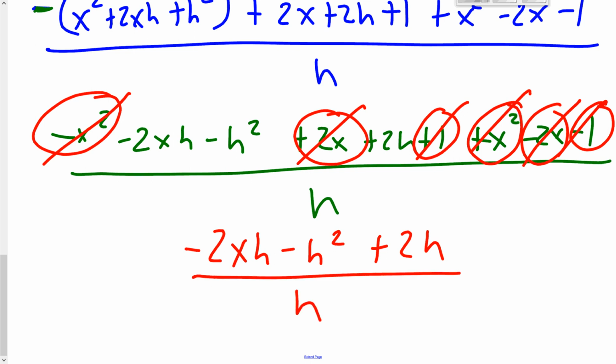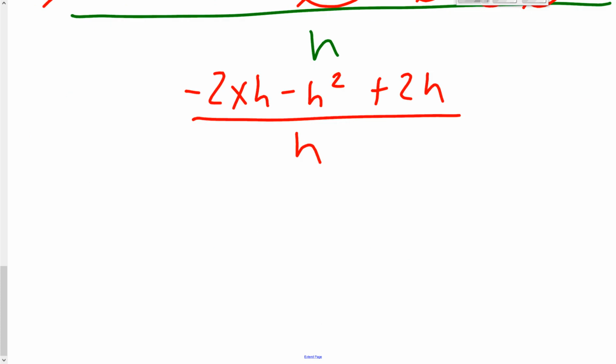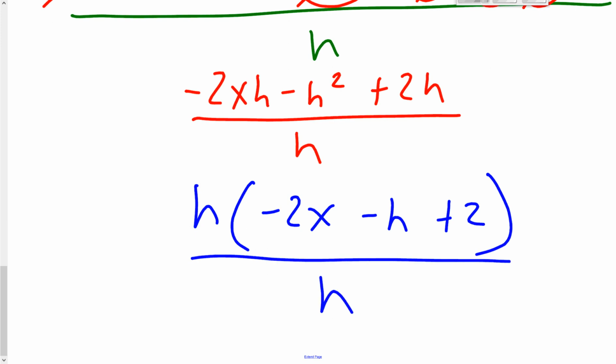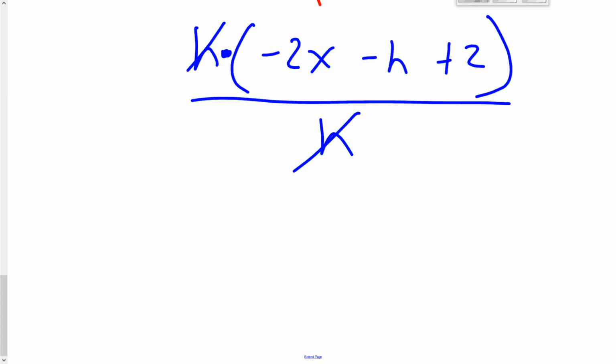So then, since they all have h's in it, we can go ahead and factor out that h. So we're going to pull out that h. We get left with negative 2x minus h plus 2 all over h. Now because this is multiplication, h times this, we can go ahead and cancel these h's. If that was h plus this, then we couldn't cancel those h's. Okay, so negative 2x minus h plus 2 is the difference quotient for that one. Okay, and that would be a really complicated problem.